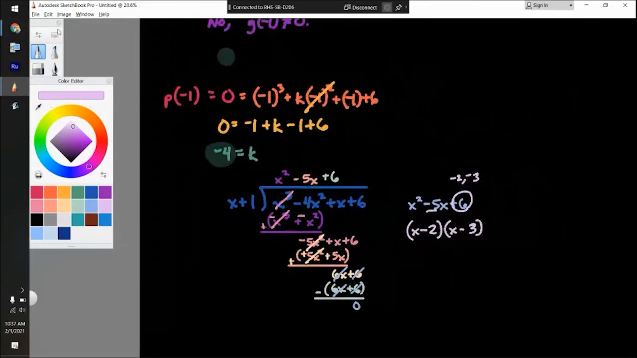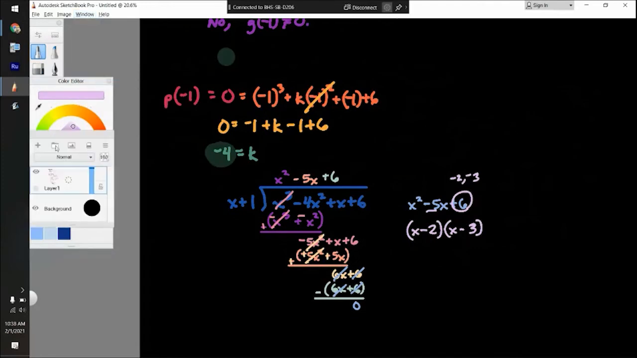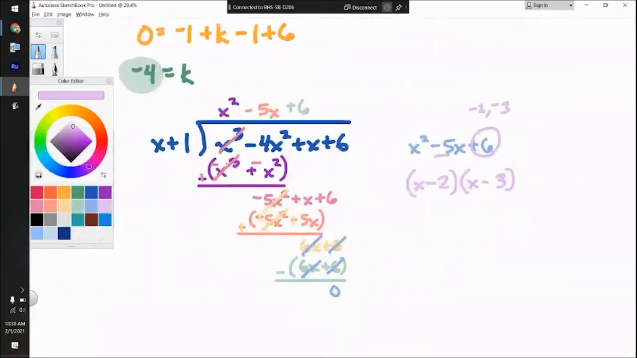Okay, and I'm realizing now I covered up the original problem. So let me go back to a different background color. But anyway, the answer for this one for the other two factors would be right over there, right here.